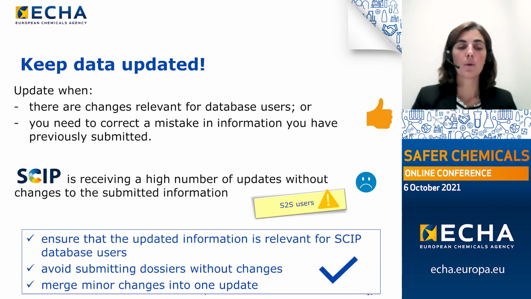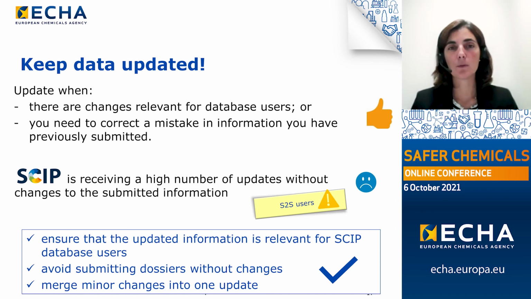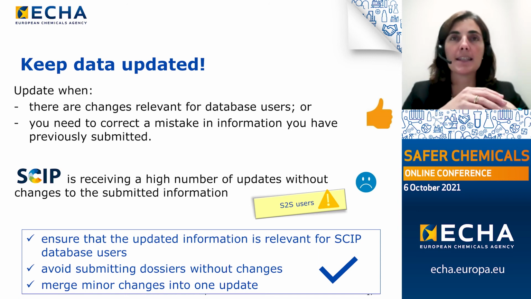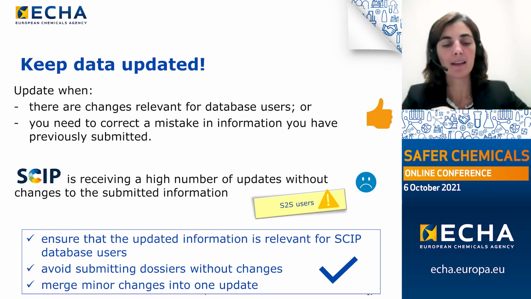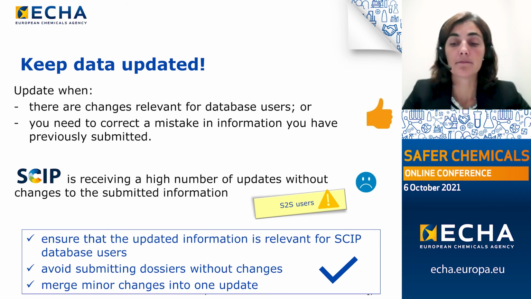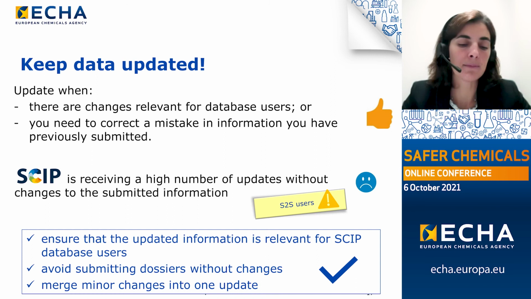Also, one other thing that we have seen in the data that we have been receiving is that in SCIP we have started to receive very high volumes of updates. Of course, you may need to update your SCIP notification, for example, if a substance of very high concern is changed in your article, or a substance that was in your article before is included in the candidate list. Or if you find out that there was a mistake in the submitted information; there are many reasons.